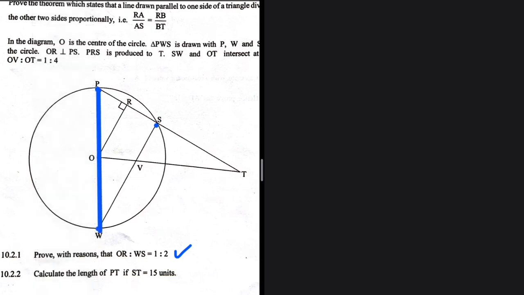If PW is a straight line, then PW should be a diameter, right? That should be easy to see. And in saying that PW is a diameter, then we are saying that angle S is 90 degrees, right? But now look at this. Angle S is 90 degrees. Angle R is also 90 degrees. So WS should be parallel to OR, right? Now let's take a look at the question we actually have in hand. We want to find the ratio of OR. So here's OR and WS.